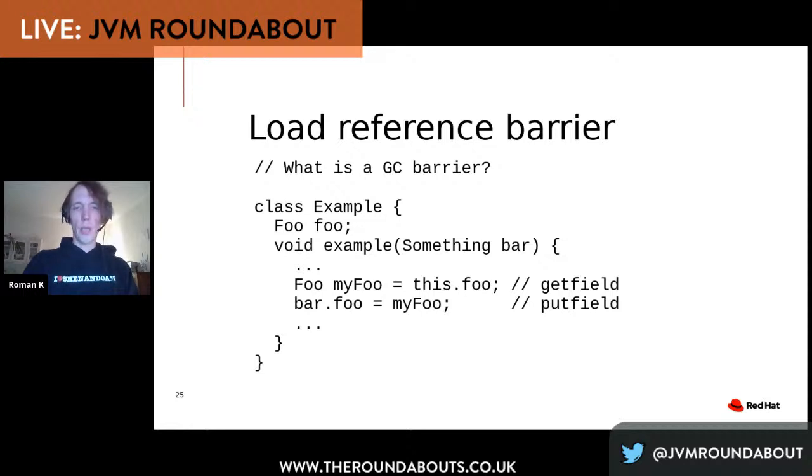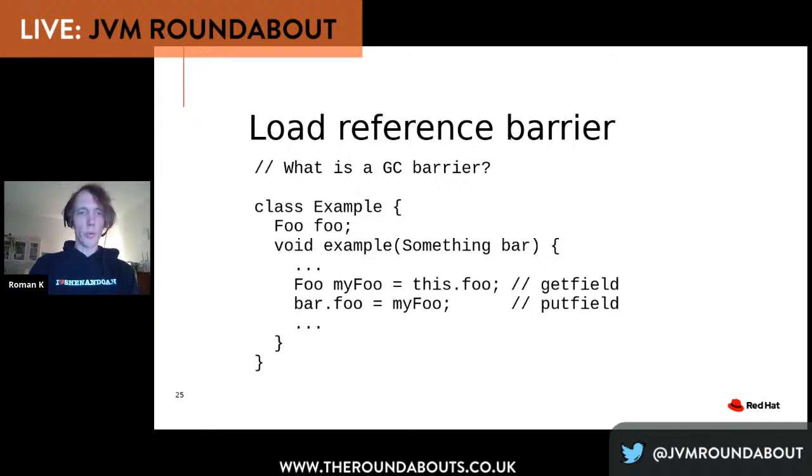More generally, barriers are snippets of code that the compiler inserts into, let's say, the code of your application when you access any object in the heap. For example, let's consider this simple example here. You have a get field of an object. This is reading a field out of the object this. And the other situation is we have a put field here. It's writing a reference to the object here.